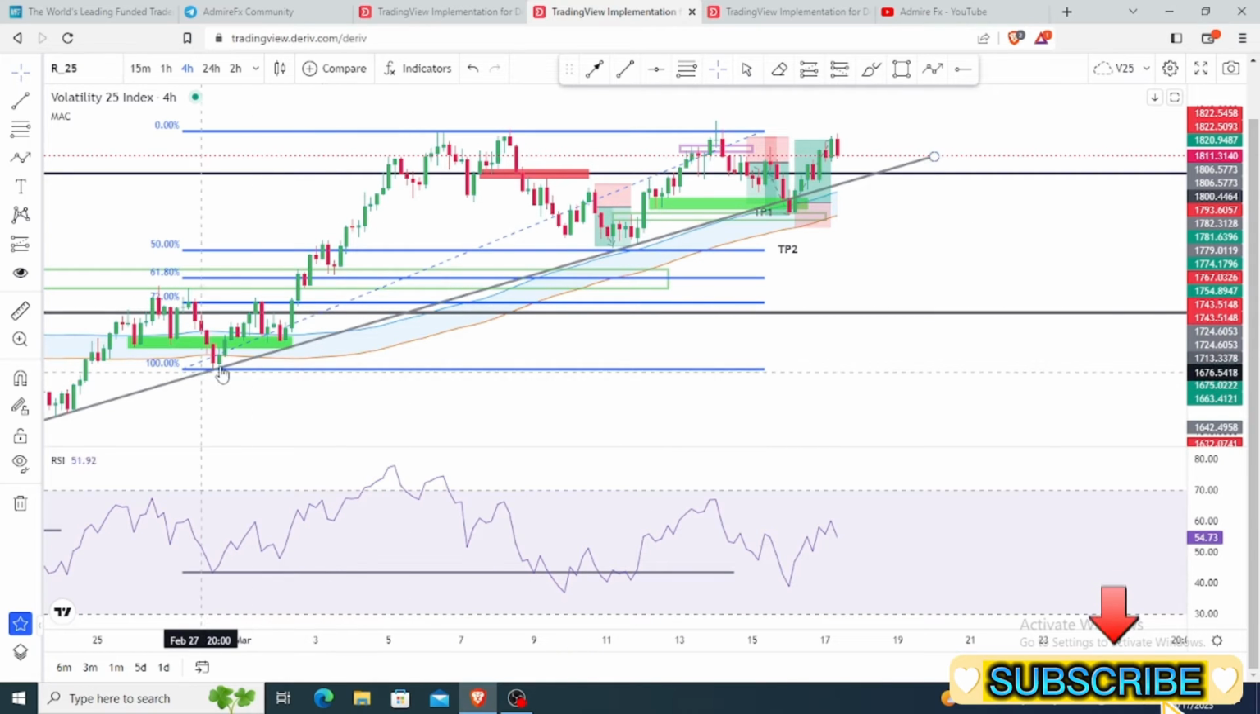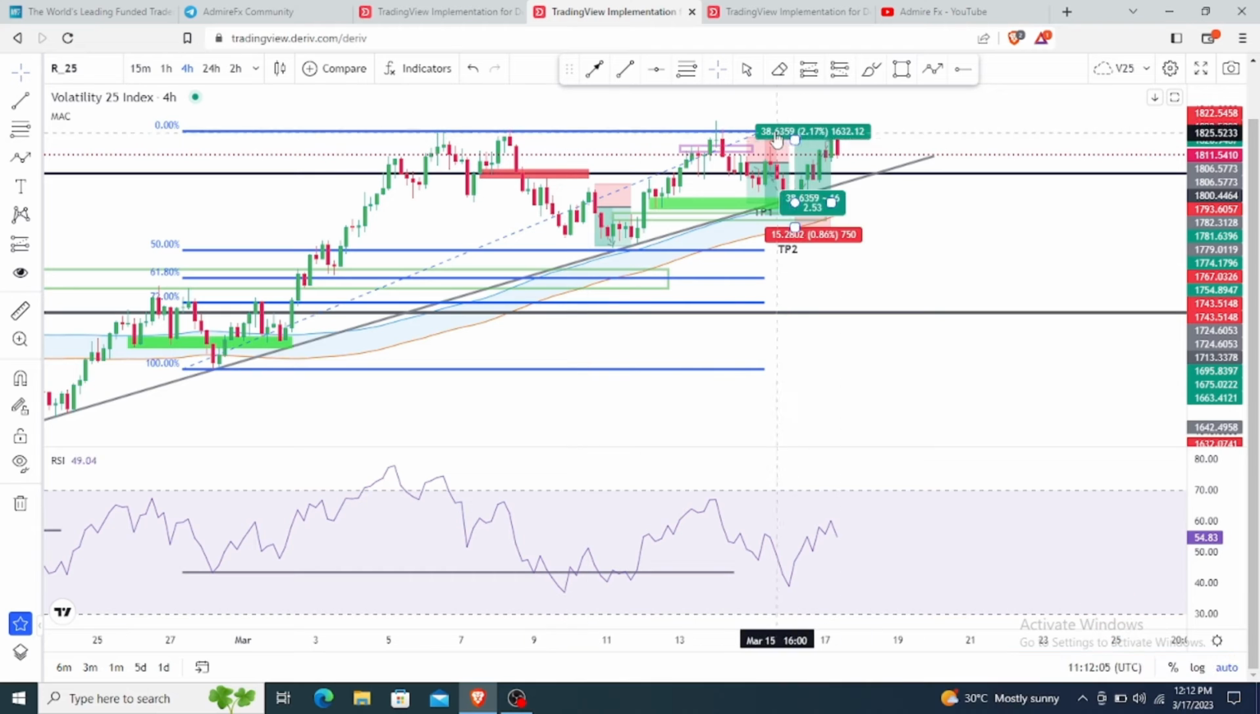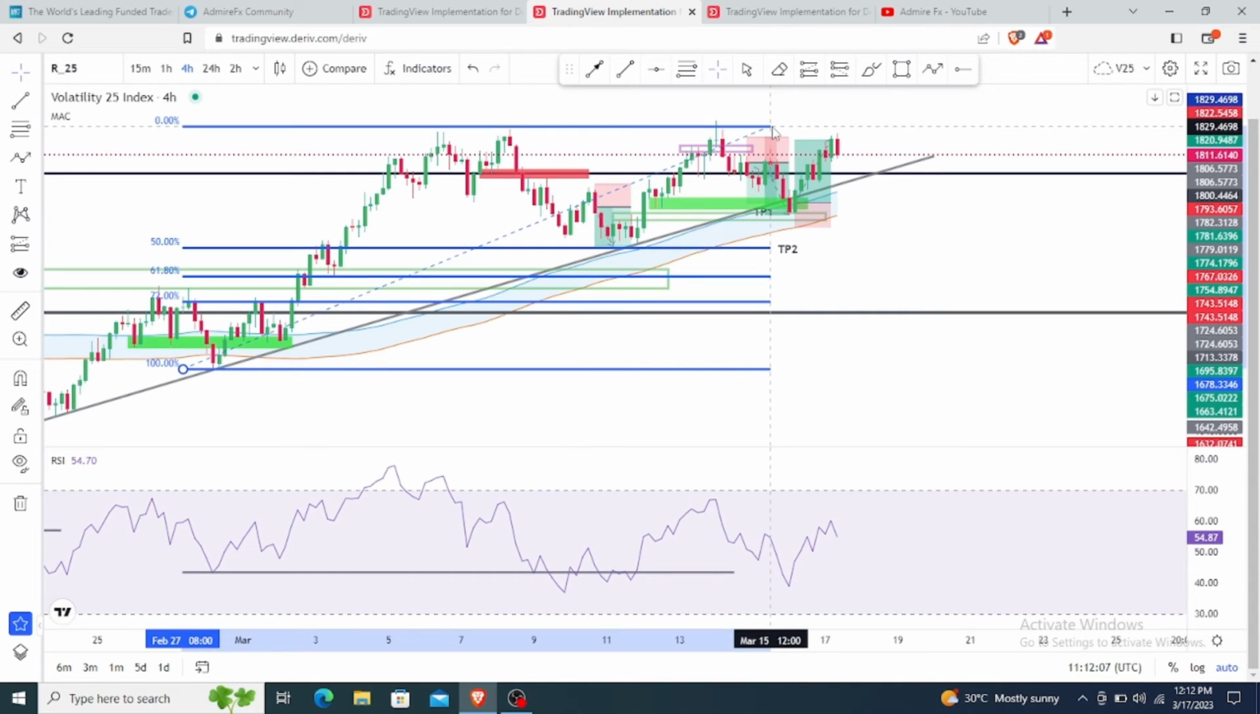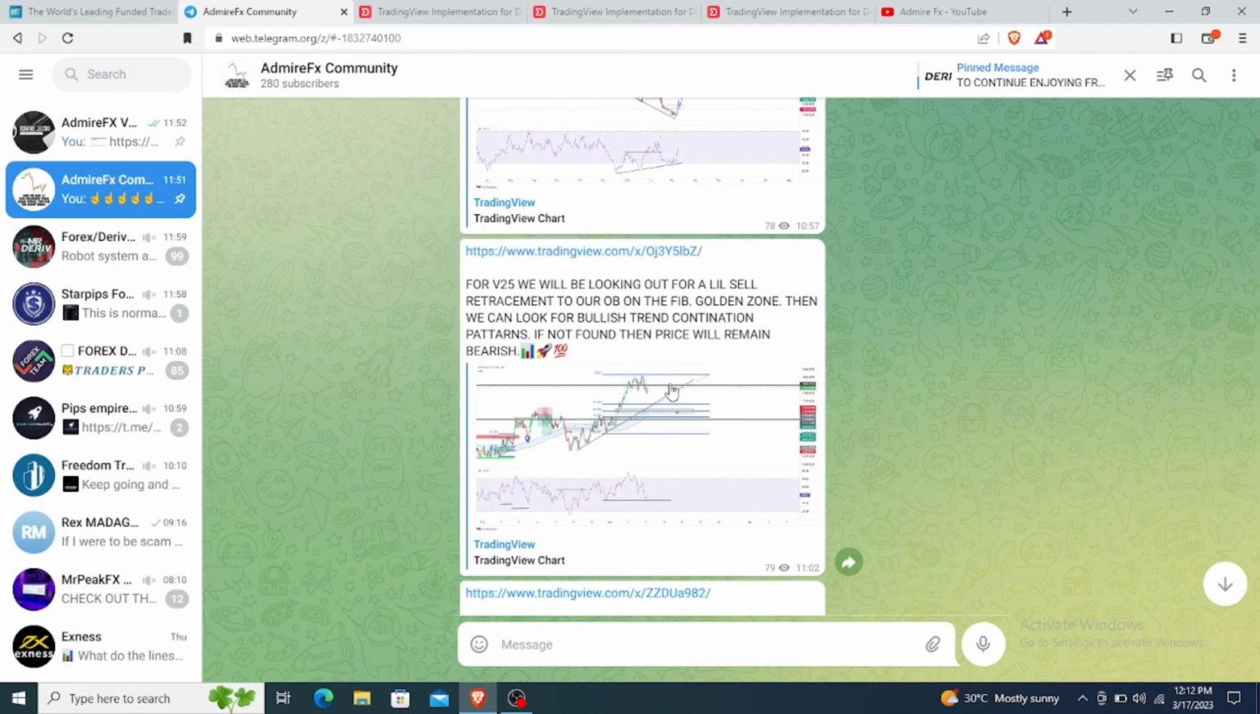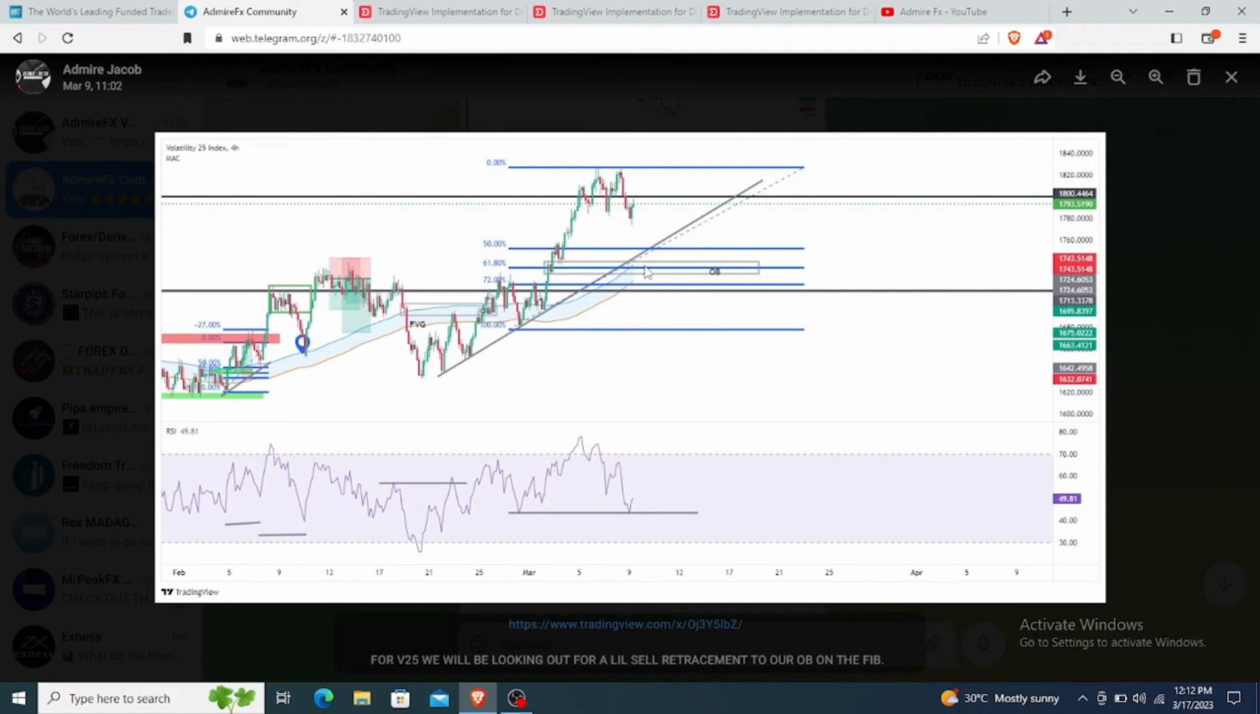So price came into our golden zone. Okay, you see, price actually came into our Fibonacci golden zone, which is the 50 level. And what happened? Price later touched our trend line. You can see this trend line was even drawn before price even got to it. Okay, so that's the essence of this trend line.